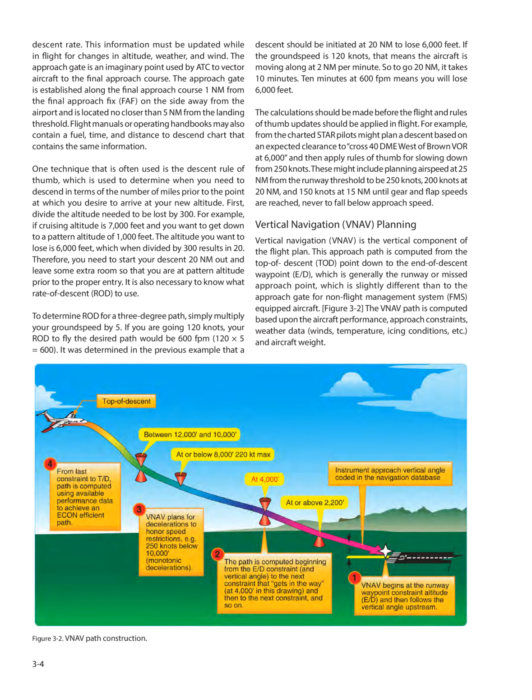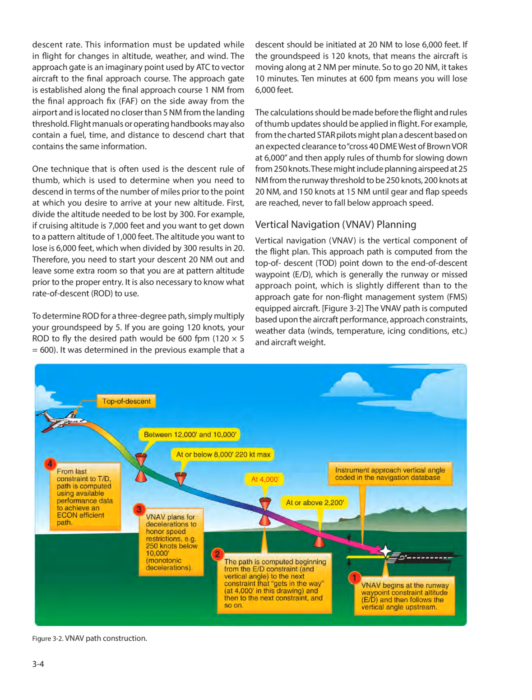The approach gate is an imaginary point used by ATC to vector aircraft to the final approach course. The approach gate is established along the final approach course 1 nautical mile from the final approach fix, FAF, on the side away from the airport, and is located no closer than 5 nautical miles from the landing threshold. Flight manuals or operating handbooks may also contain a fuel, time, and distance to descend chart that contains the same information. One technique that is often used is the descent rule of thumb, which is used to determine when you need to descend in terms of the number of miles prior to the point at which you desire to arrive at your new altitude.